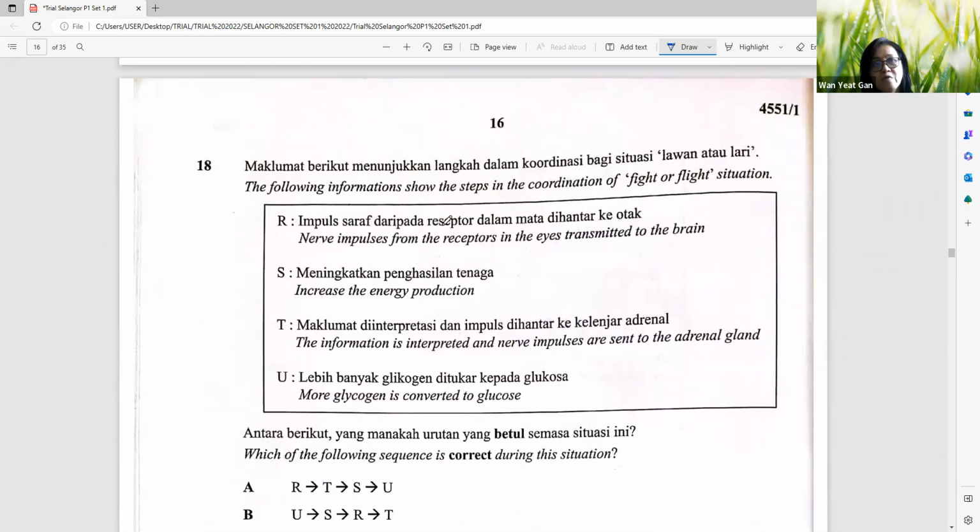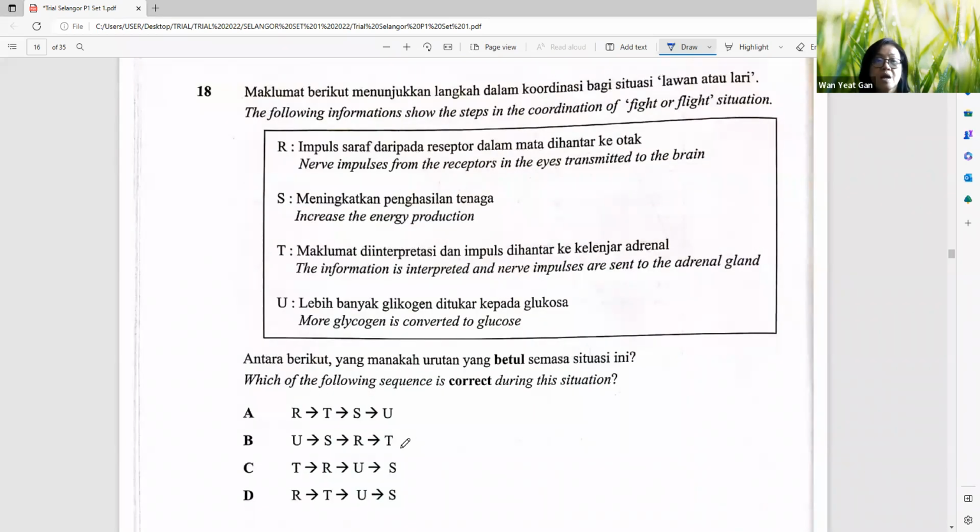Number 18, the following information shows the steps in the coordination of fight or flight. Which of the following sequences is correct in this situation? Okay, the first thing is you need to detect the situation or the stimulus, so R, and then after that you send the information to the adrenal gland, which will then convert more glycogen into glucose so that you can increase your energy production. So the answer is D.